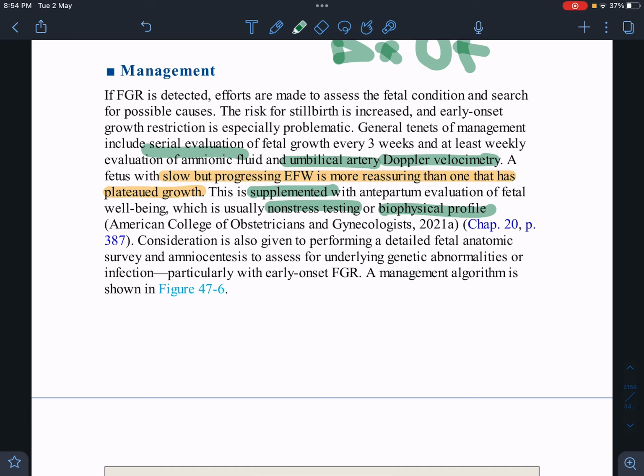Please do not confuse this with the modified biophysical profile. Biophysical profile is when you do a detailed ultrasound and you notice the fetus's movements, tone, all of these things. And modified biophysical profile is basically your AFI plus NST.